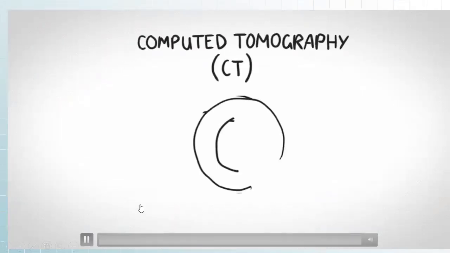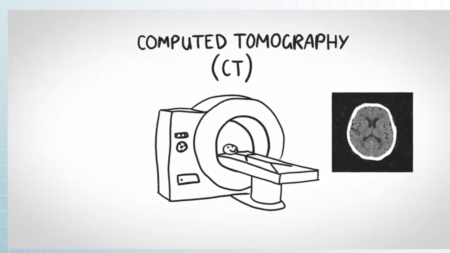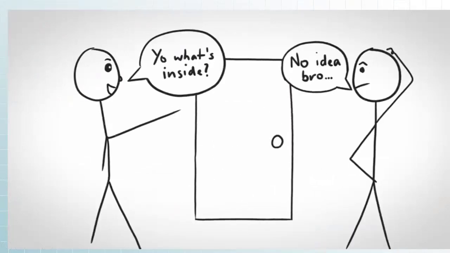If you think about it, CT scans are really quite awesome. They allow you to see inside the human body without cutting it open. Like, imagine if someone asked you to look inside a room, but not to open the door. That's effectively what a CT is doing. But the question is, how do they work?